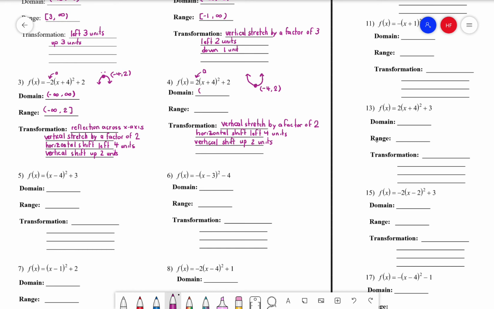Domain stays the same. And then the range depends on the vertex. So we have a lowest value, and it is 2. And then we're headed toward positive infinity.